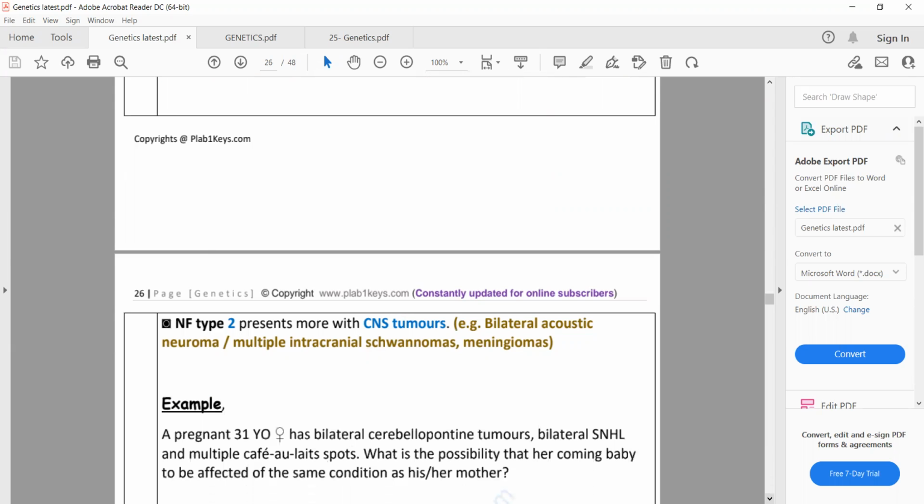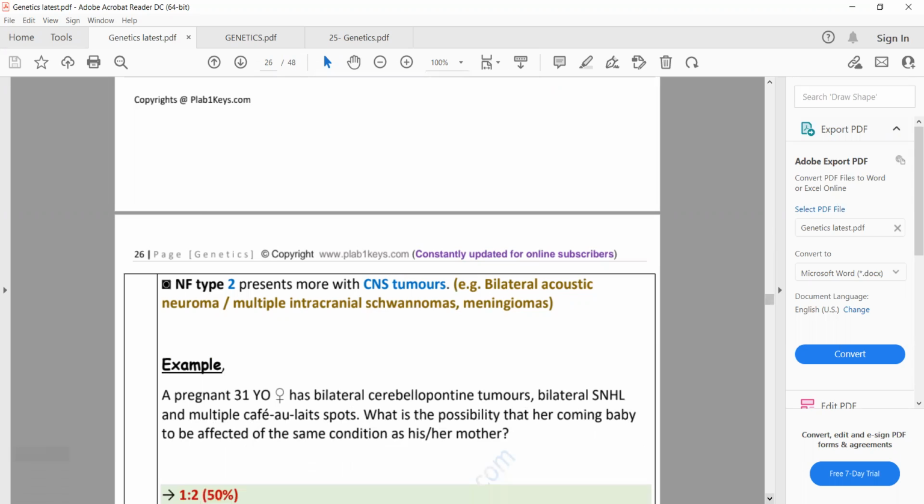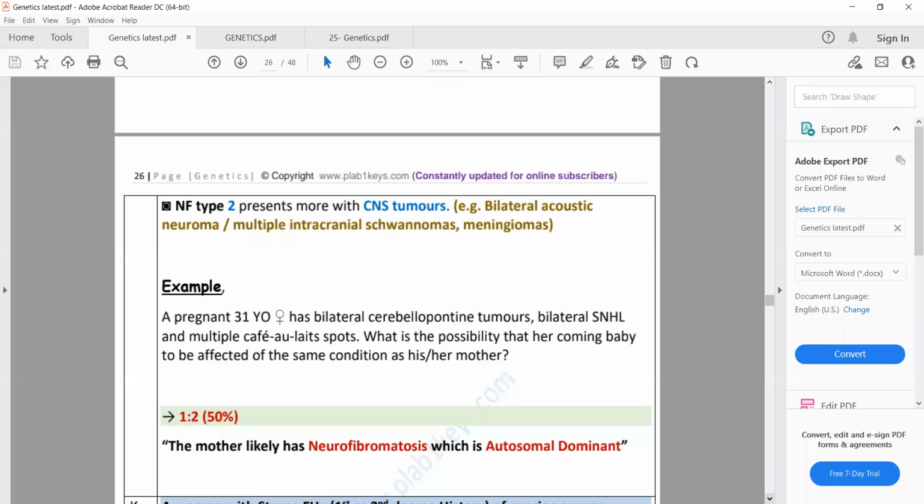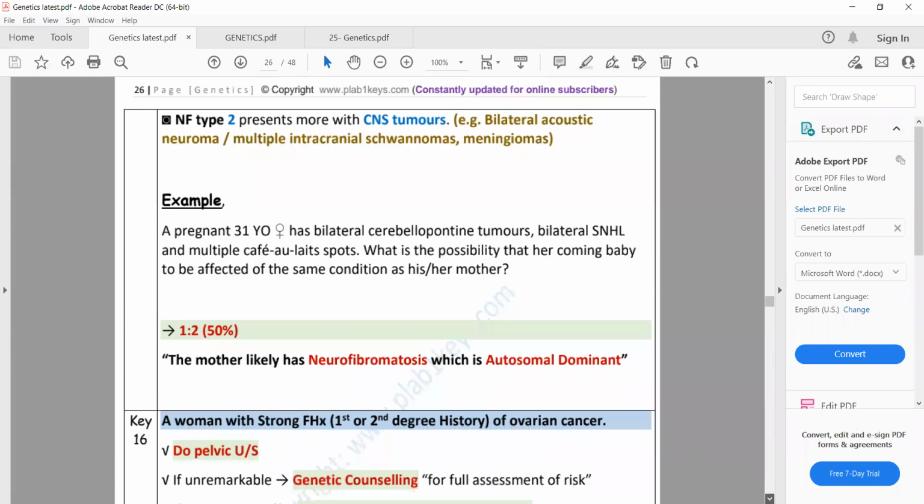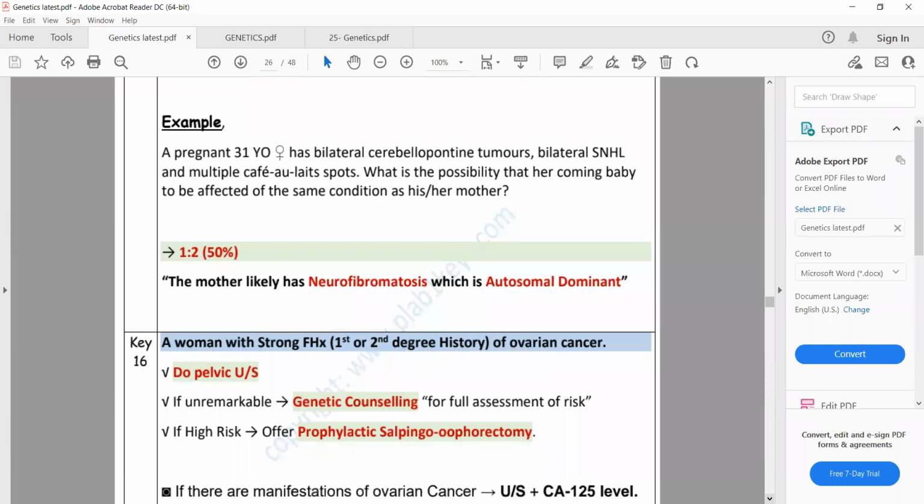meningiomas. For example, a pregnant 31-year-old female has bilateral cerebellopontine tumor, bilateral sensorineural hearing loss, and multiple cafe-au-lait spots. What is the possibility that her coming baby will be affected by the same condition as her mother? So the diagnosis here is neurofibromatosis. Neurofibromatosis is an autosomal dominant condition, and in an autosomal dominant condition, 50% of the children will be affected and 50% will be unaffected.